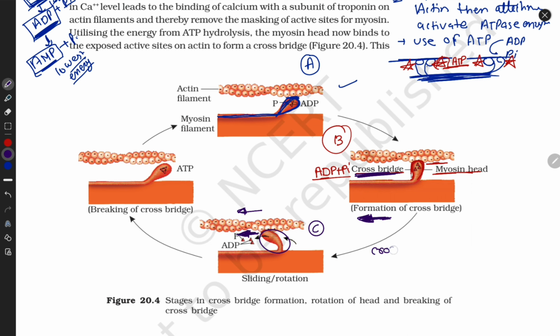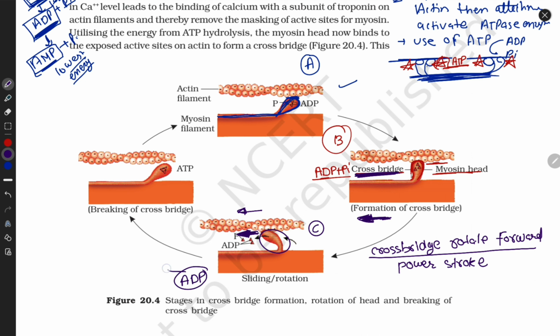Meaning the cross bridge rotates forward. We can also call this a technique of power stroke. Myosin pushes itself forward because of the cross bridge. Now this ADP molecule is released and Pi molecule is released. Now ADP plus Pi combine and they form ATP.